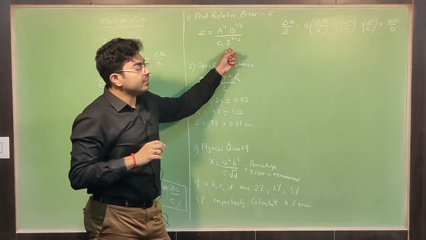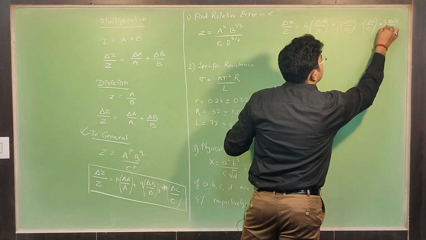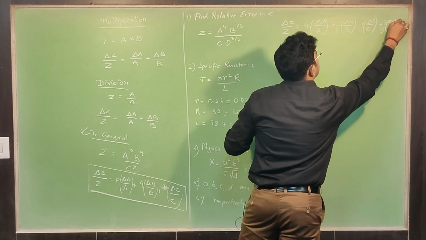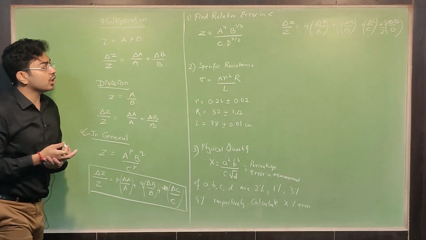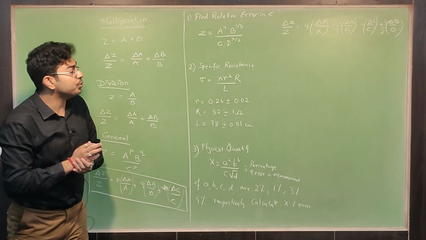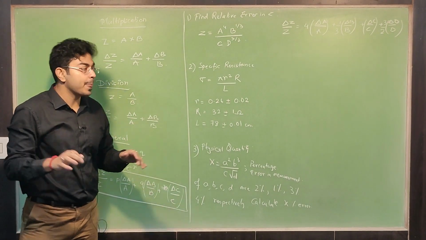What is the power of d? That is 3 by 2. So 3 by 2 needs to be multiplied here. Is it clear? That's how you get the relative error of z. Is that clear to all?